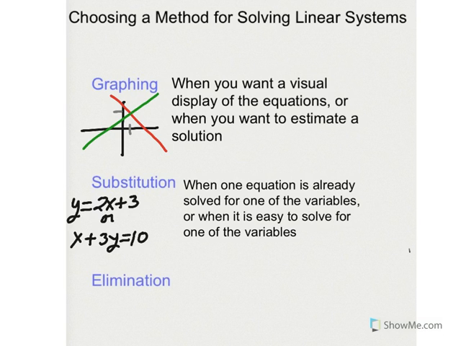For example, if we look at these two equations, y equals 2x plus 3 and x plus 3y equals 10, we can see that y equals 2x plus 3 is already solved for y, and we can see that x plus 3y equals 10 is fairly easy to solve for x by subtracting the 3y from both sides. So both of those would be a good candidate to use in substitution as opposed to elimination or graphing.